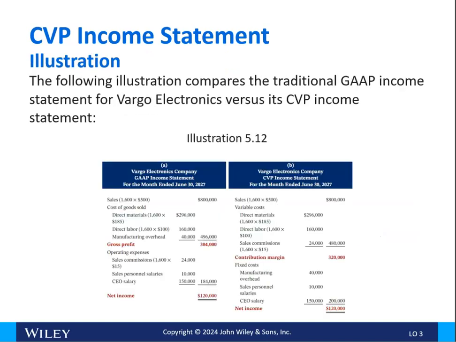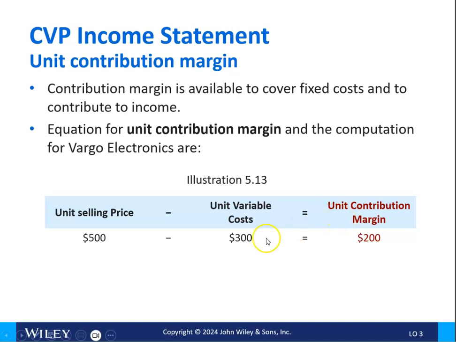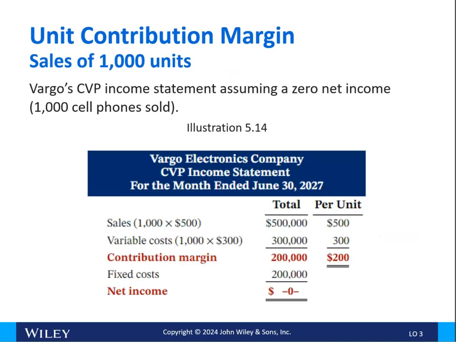If we flip back, we can see that the 185, the 100, 15 is our variable costs. So that's the $300 of unit variable costs. And we get our contribution margin per unit of $200.